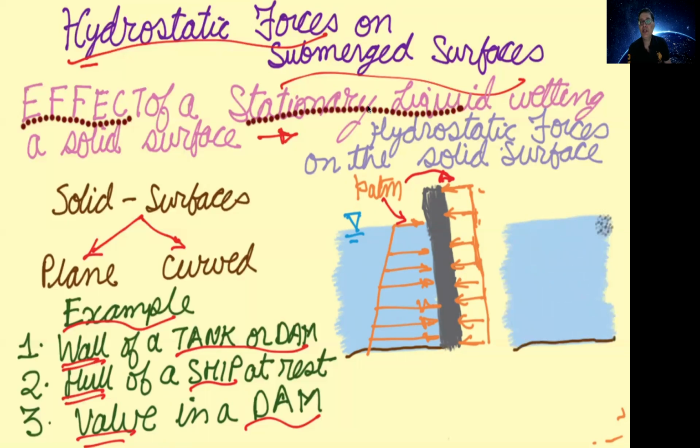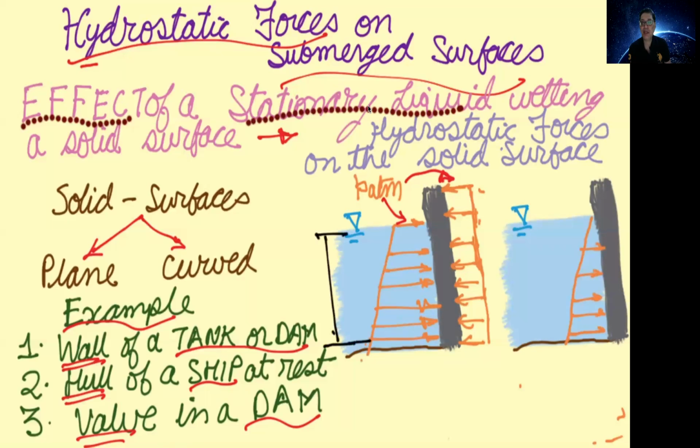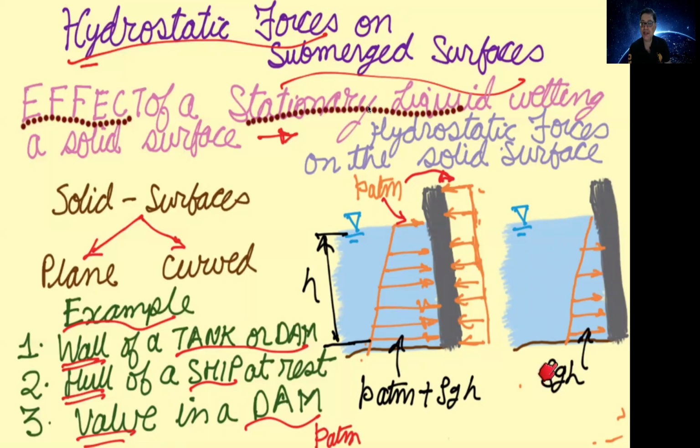Now, since both the left and right sides of this vertical wall are subjected to atmospheric pressure, if you subtract the atmospheric pressure, then you end up with a pressure distribution as shown here. So this corresponds to a gauge pressure.